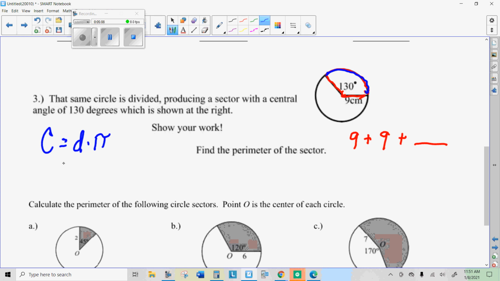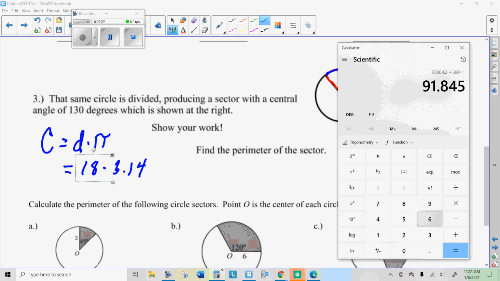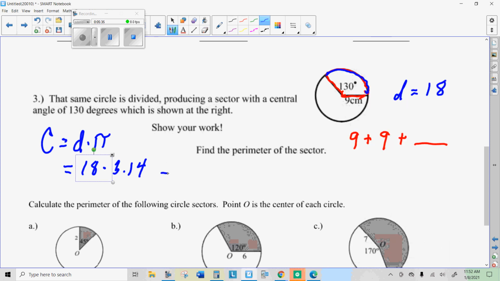Diameter times pi. Okay, my diameter would be 18, right? Because it's twice the radius. So I'm going to take 18 times pi. And then I'm going to find the portion of the sector of that circumference. But I need to find that number first. 18 times 3.14 is 56.52.